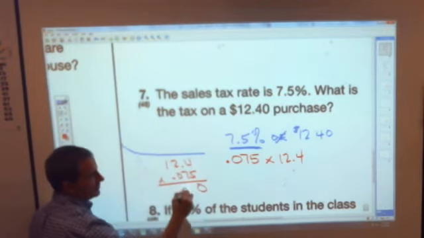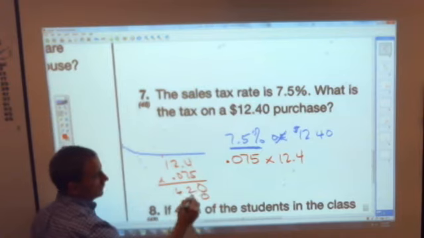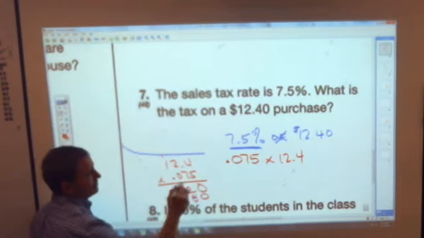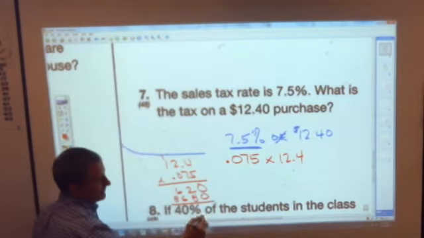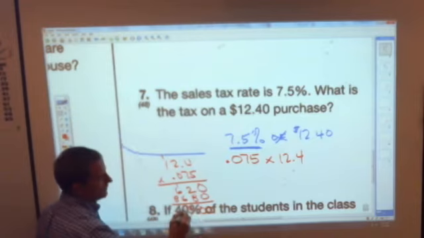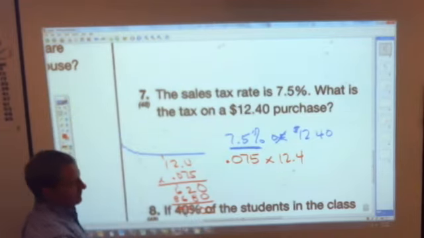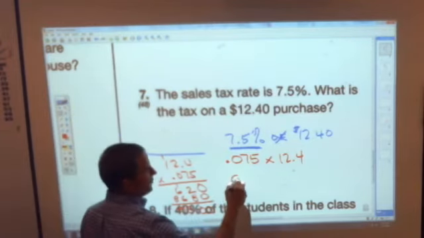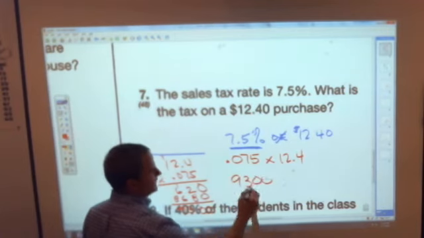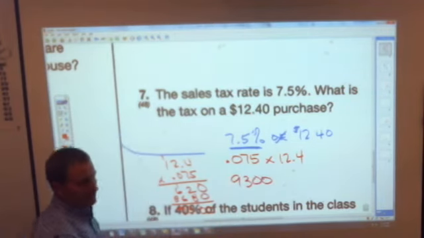20, carry the 2, 12, 1, 6. 0, 7 times 4, 28. 2, 14, 16, 1, 7, 8. 0, 0, 3, 9. Does $9,300 seem to be a bit excessive for tax?